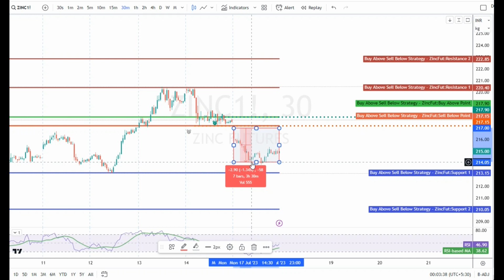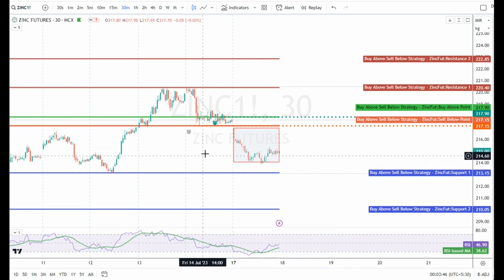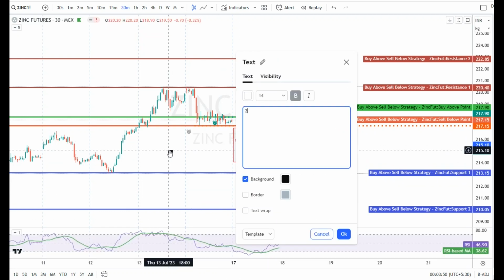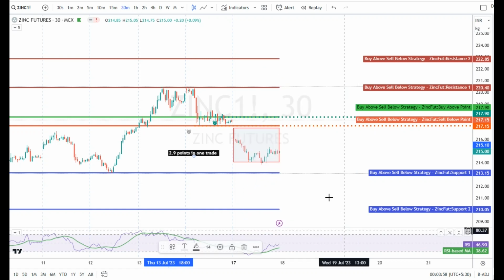Now 2.9 points is close to about 18,000 rupees, and that's a lot of money. So 2.9 points on silver was easily gettable. 2.9 points on silver in one trade. That's a beautiful trade. So guys, this is the gist of all that happened today.